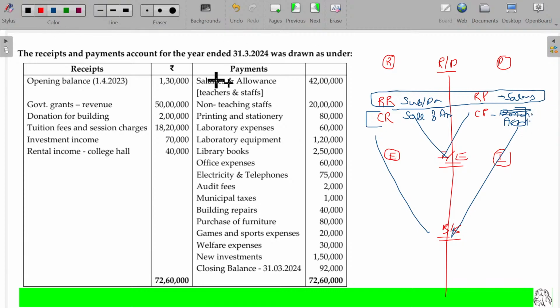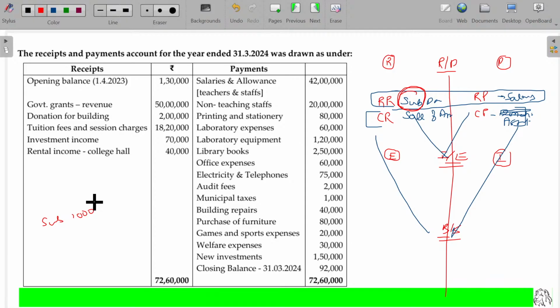Now, subscription received, maybe 1,000. How much will it appear in the income statement? Will it be the same value or the value gets adjusted? So, it gets adjusted due to what? Because of the outstanding advances of the current year as well as previous year.